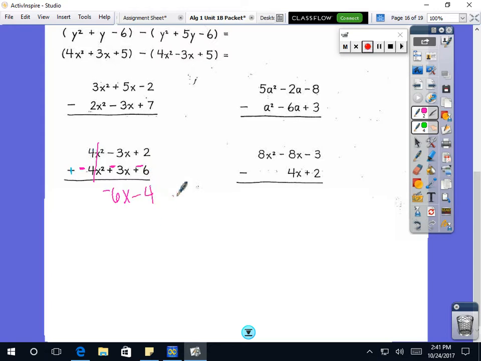What do we name it? Linear. Binomial. Linear because what's the highest exponent? 1. Okay, last one. What can I combine with the 8x squared? Nothing, so it just drops down. Don't forget, though, we're changing it over to addition, which makes that a negative and that a negative. So now we have a negative 8x plus a negative 4x, which is a negative 12x. And then we have a negative 3 plus a negative 2, which is a negative 5. Now, what do we name this one?